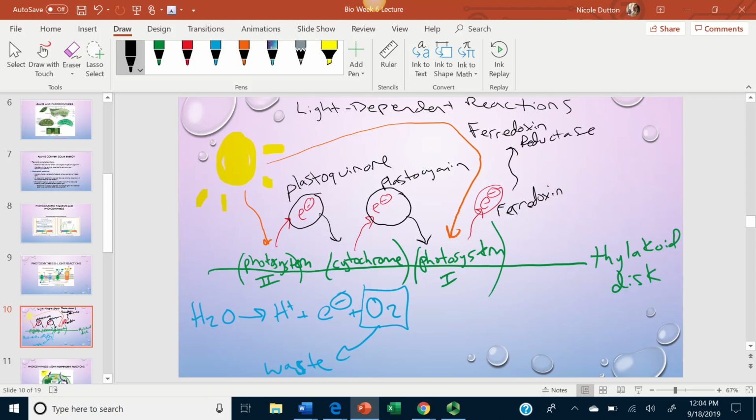And what ferredoxin reductase is going to do is take NADP and add the hydrogens, which we'll talk about in just a little bit, and combine them with the electrons to make NADPH. And NADPH is one of the major byproducts or end products of photosynthesis.